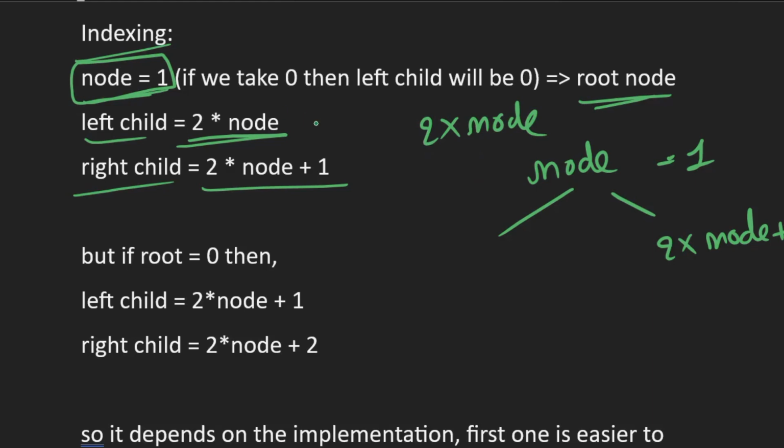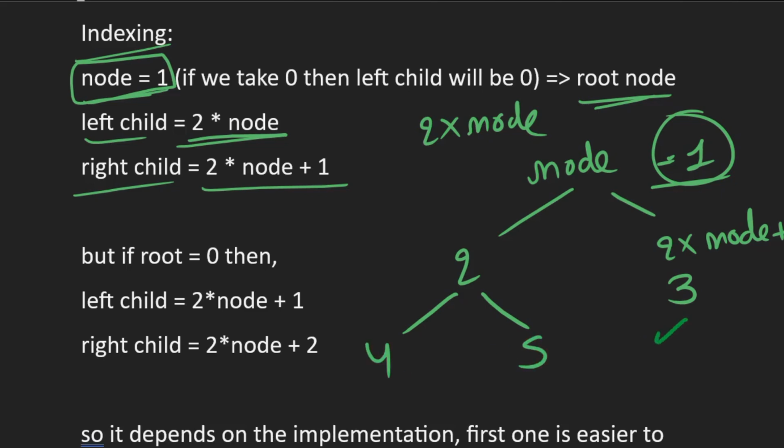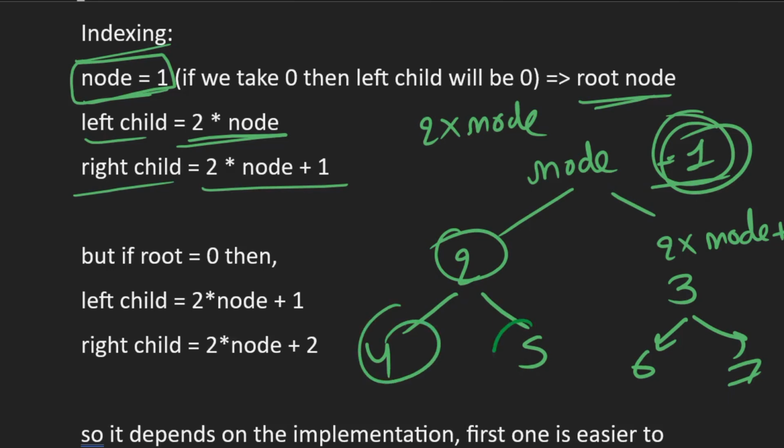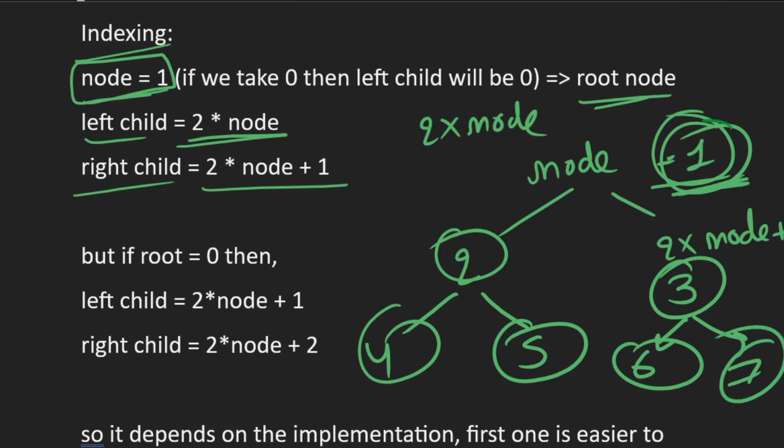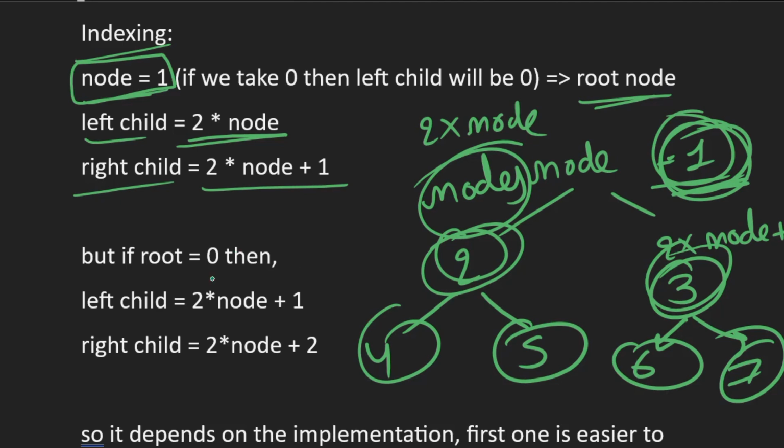So if the parent node is 1, then the left child will be 2 and the right child will be 2 into 1 plus 1, which is 3. Then the children of 2 will be 2 into 2, which is 4, and 5. The children of 3 will be 6 and 7. This way the whole tree is implemented using an array. These are the indexes of the nodes, right?